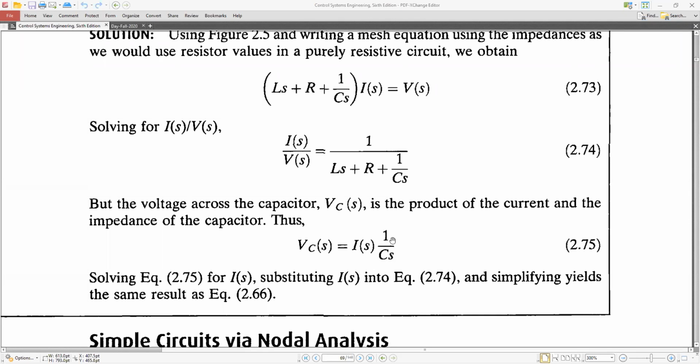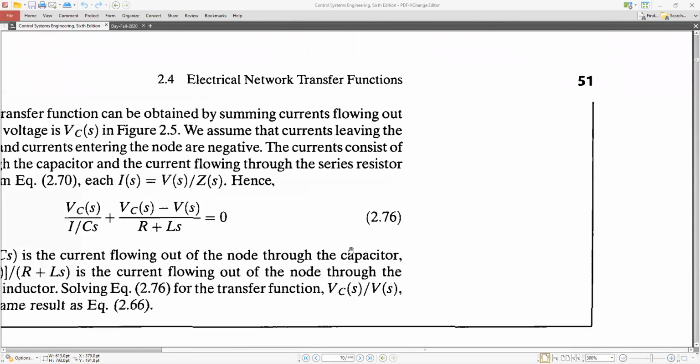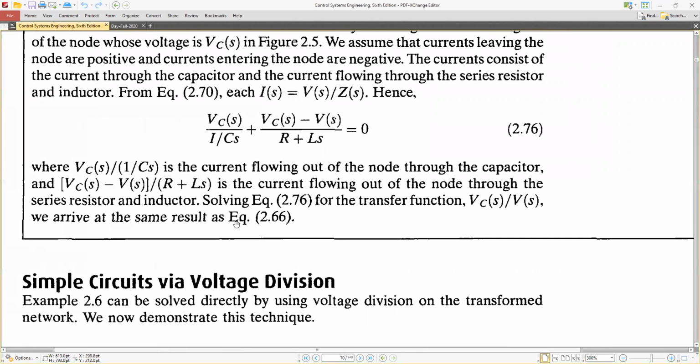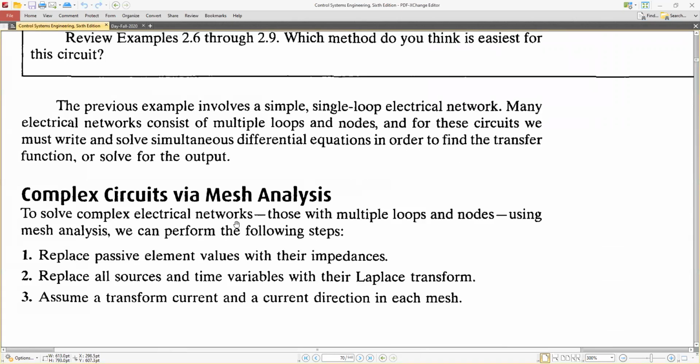See, the same thing will happen. So you'll get the same result whenever you do this. And some other examples are there, so you can skip this one via voltage division. No need, same thing again.